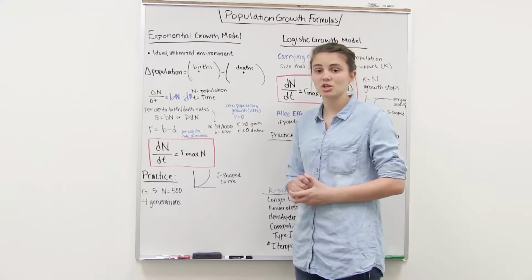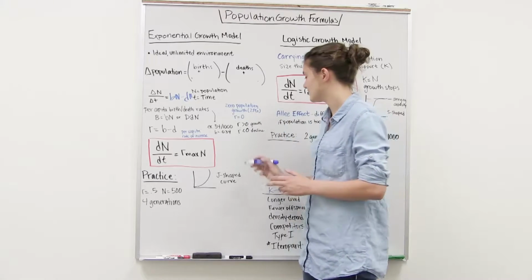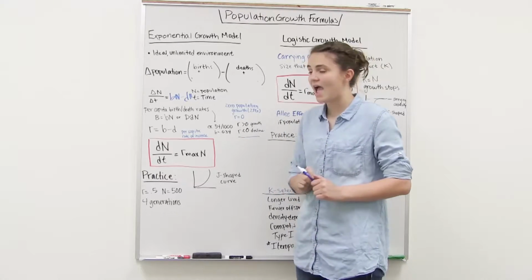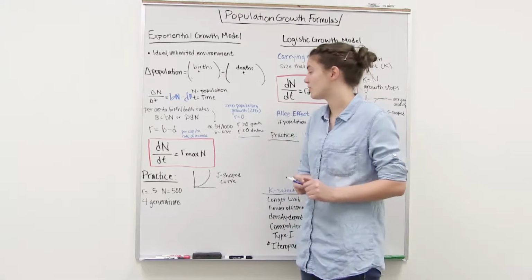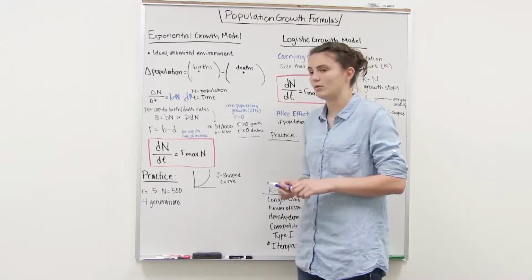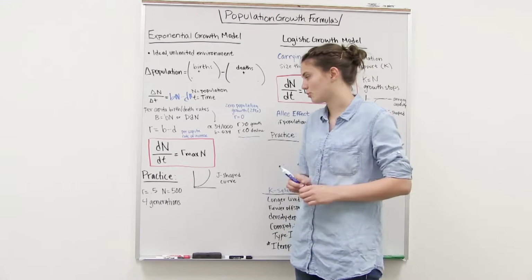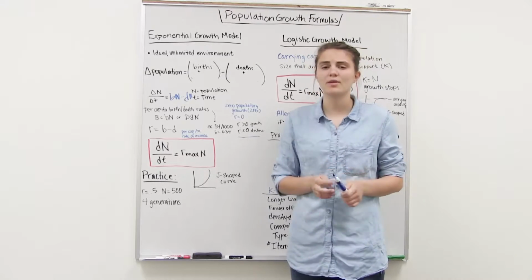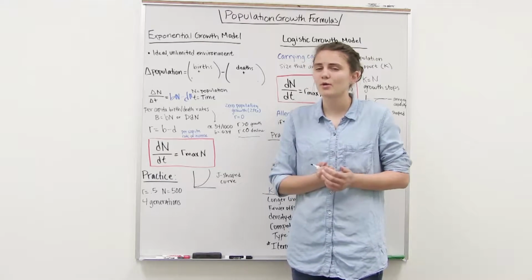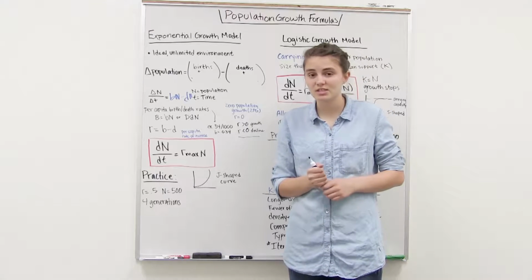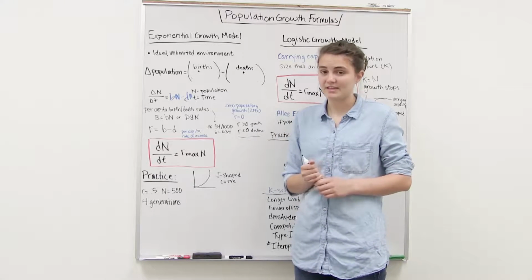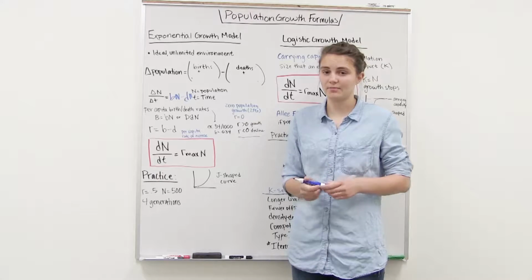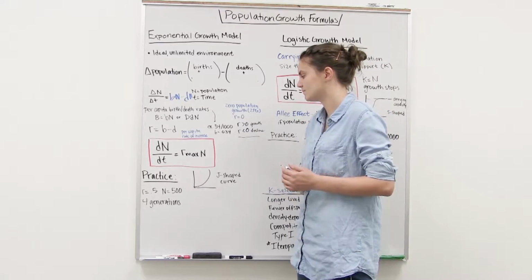If R is less than 0, or a negative number, then we have a decline in the population. And if R is 0, then we're at zero population growth, so we don't have any population growth going up. Keep in mind, though, that if R equals 0 and we have no population growth, that doesn't mean that we don't have any births or deaths going on. It just means that the number of births and the number of deaths are equal. We always are going to have birth and death going on in a population.